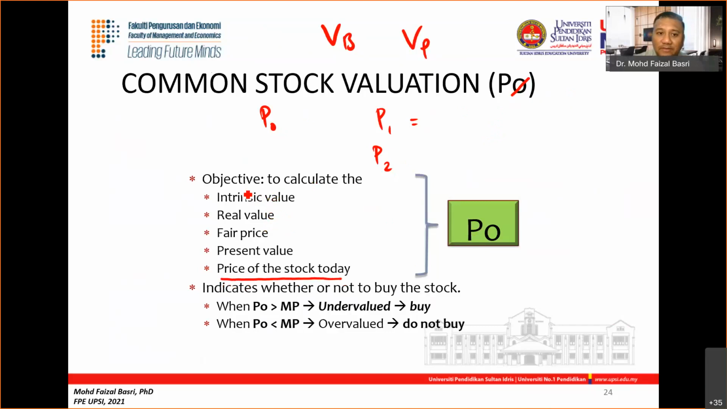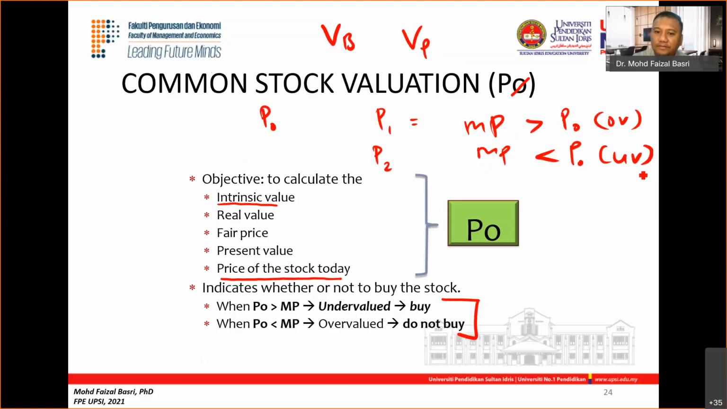The intrinsic value, IV, the real value, fair price, present value. All of these are referring to the same thing, which is to find P0. And the rule is still the same for undervalued and overvalued. You compare the market price and P0. If the market price is lower than the intrinsic value, this is undervalued.